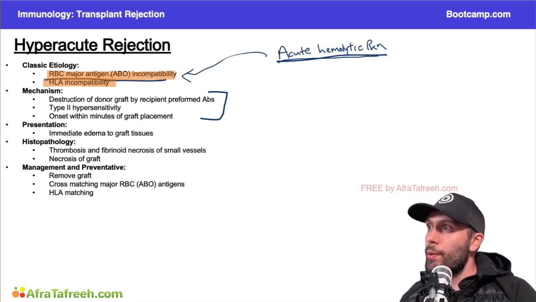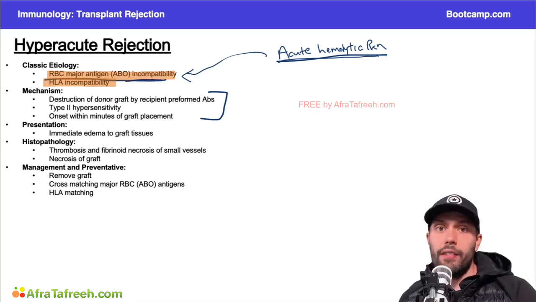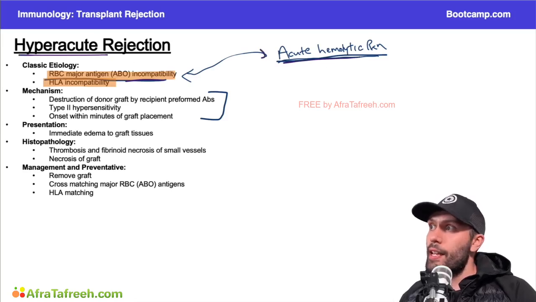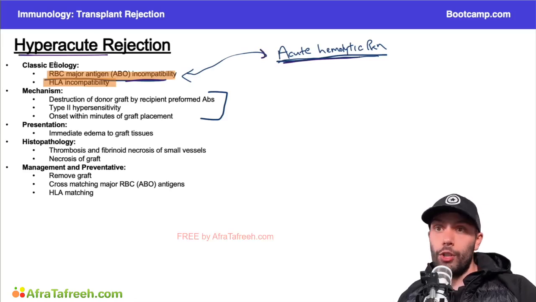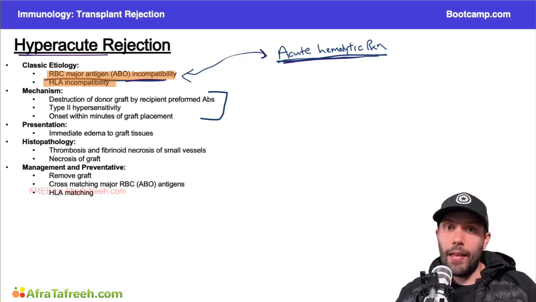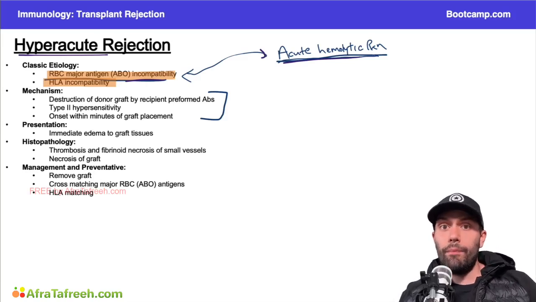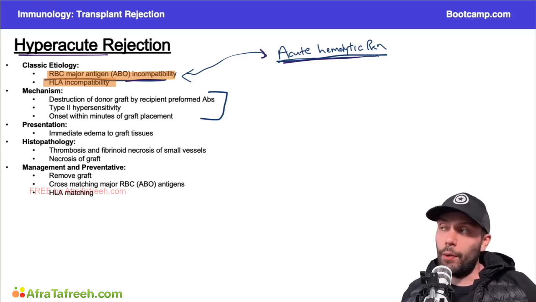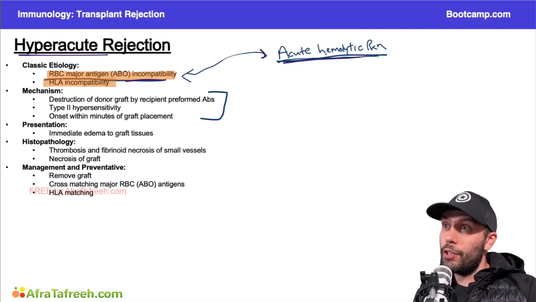Now, of course, what we would normally do to prevent this is we would do a type and screen or direct Coombs test, testing to make sure we're not going to end up having an acute hemolytic reaction or a hyperacute rejection. But the point that I want to make is that you see this with both hyperacute rejections and acute hemolytic reactions. It's the same pathophysiology. This tissue that we donated, we didn't type and screen those red blood cells to see if they had markers on them the recipient might already have antibodies against. Okay, and again, we talked about this in great detail in the acute hemolytic reaction.